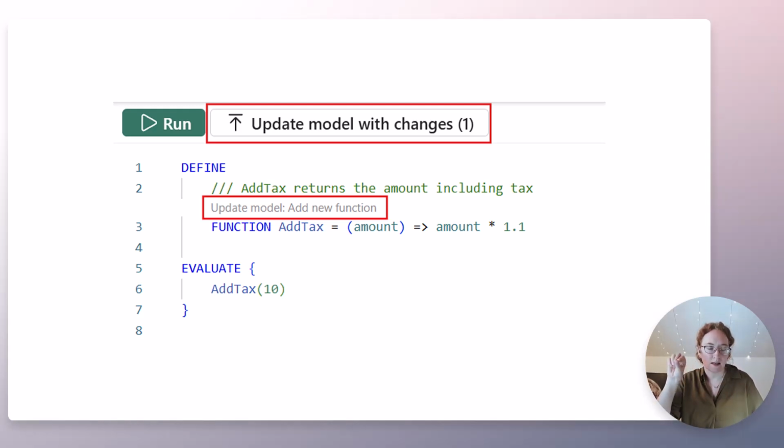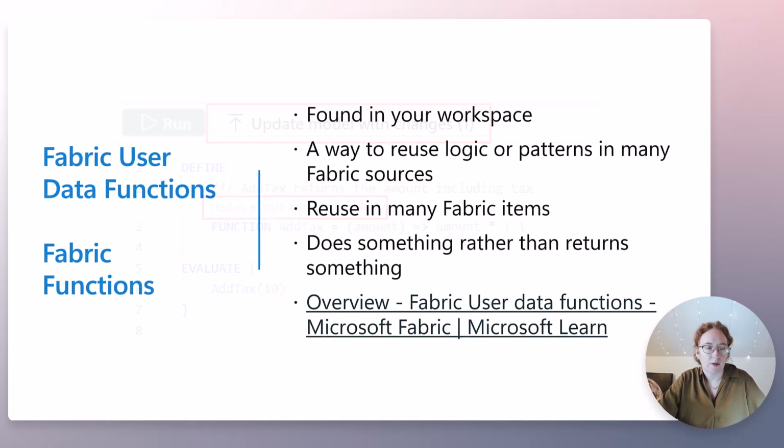And then the equals with the greater than, and then you put the definition of what you're going to return. This one is simply multiplying a number by 110% to get the added tax of 10%. We'll go into an example later on.